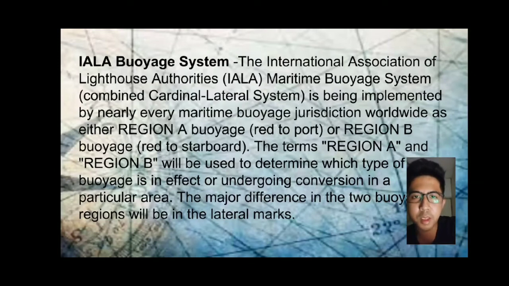IALA Buoyage System. The International Association of Lighthouse Authorities, or IALA Maritime Buoyage System, is being implemented by nearly every maritime buoyage jurisdiction worldwide as either Region A buoyage or Region B buoyage. The terms Region A and Region B will be used to determine which type of buoyage is in effect or undergoing conversion in a particular area. The major difference between the regions is lateral marks.